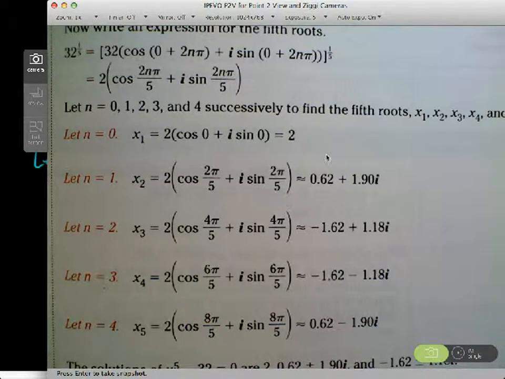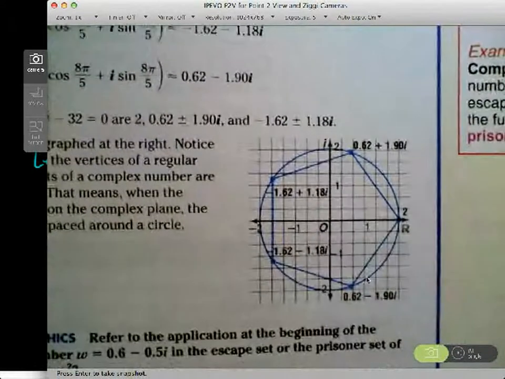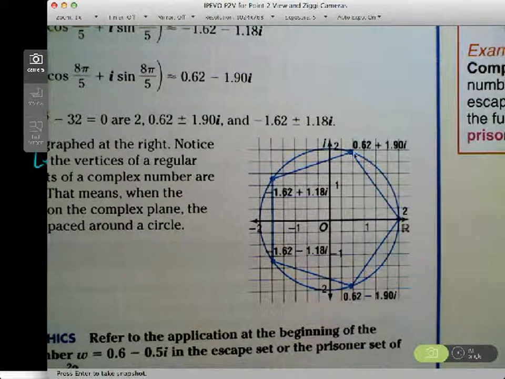And watch what happens when I graph this. This is, I think, completely unexpected, at least by me. So there are 5 fifth roots of that number. If I graph it, it's along a circle, but if you were to connect those dots, it gives you a pentagon. So that is pretty crazy, I think. Cool stuff.